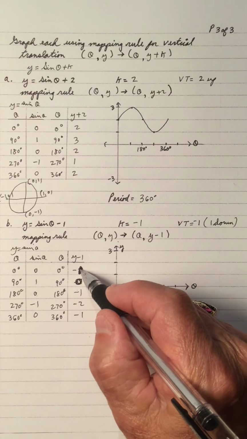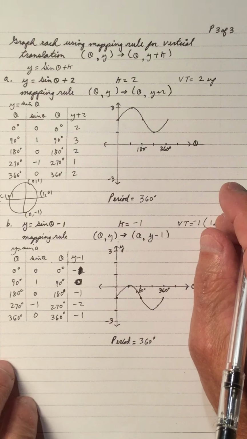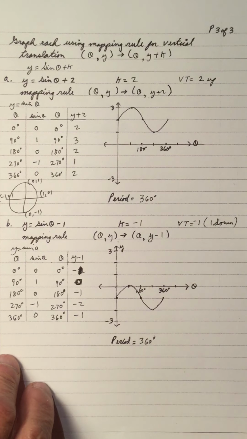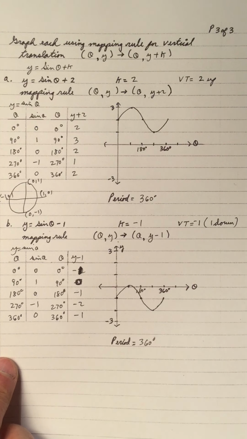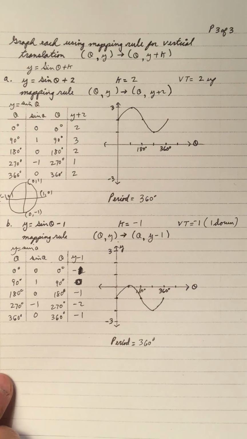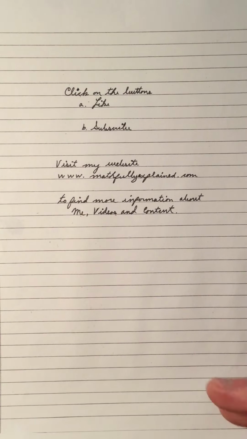And this is using the mapping rule. Later on, we're going to do it a different way, explaining how to do it without using the mapping rule. So that's the vertical translation, moving it up and down, adding it on to the y. So all points will move and the curve will move up, or all points will move down.